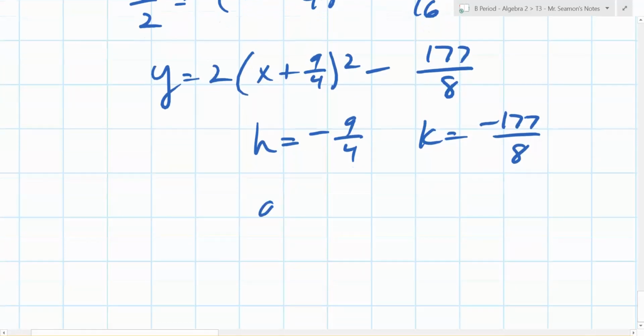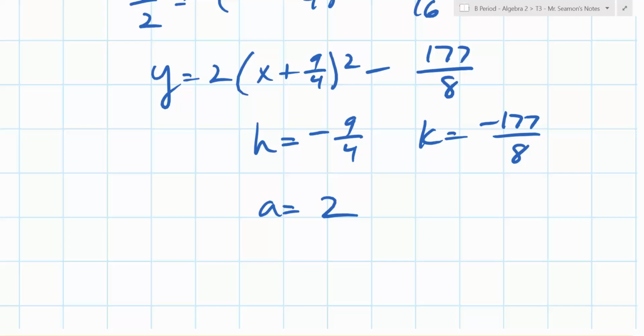And what's a equal if I asked you? 2. So does this one face up or down? Up, because a is positive. Is it steeper or shallower? Steeper, because 2 is greater than 1. Exactly. So it's going up. It's about twice as steep. You could have the vertex.